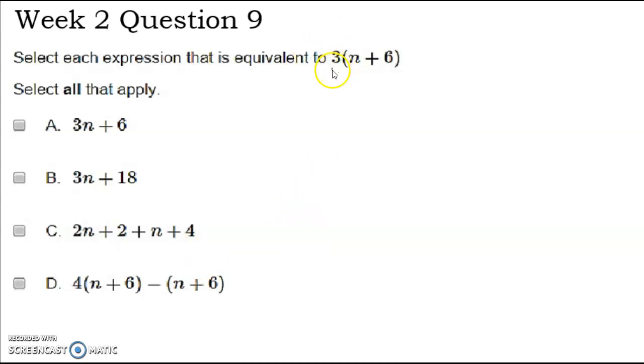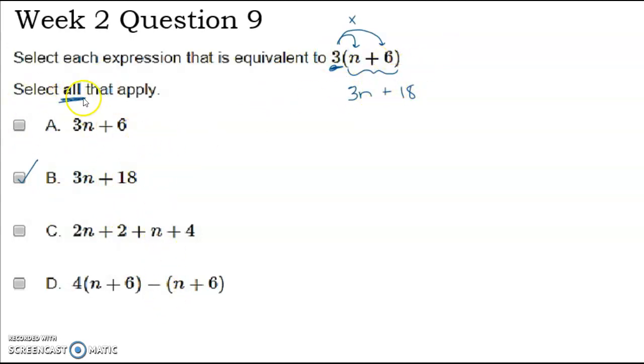Whenever you see a number like this outside of some stuff happening with parentheses, I want you just to think distributive property in your head. That is the distributive property right there. This 3 is getting distributed to everything in here, and distributed means to multiply. So we have 3 times n, which is 3n, plus 3 times 6, which is 18. So we can easily see this one is definitely the same thing. It's just rewritten.